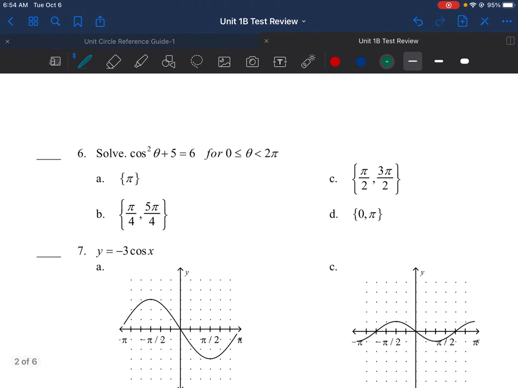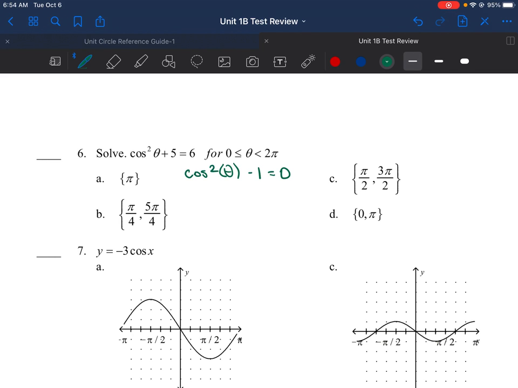All right, moving on to our next problem. We want to solve cosine squared theta plus 5 equals 6. Once again, I'm going to take a graphing approach first, and when graphing, we want to make sure that one side of the equation is equal to 0. So I'm going to take this 6 and subtract it over here. That would give me cosine squared of theta minus 1 equals 0.